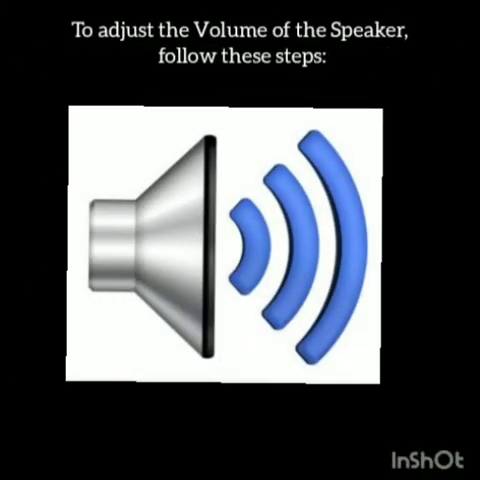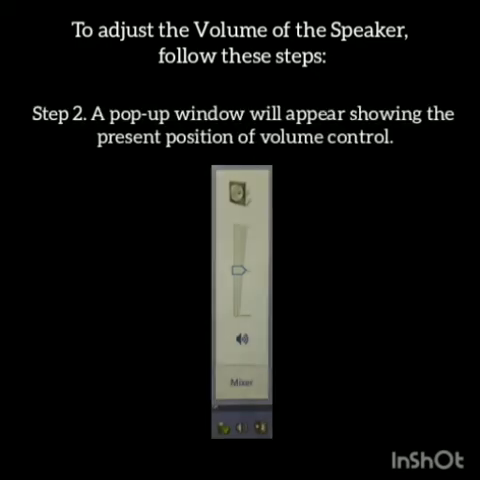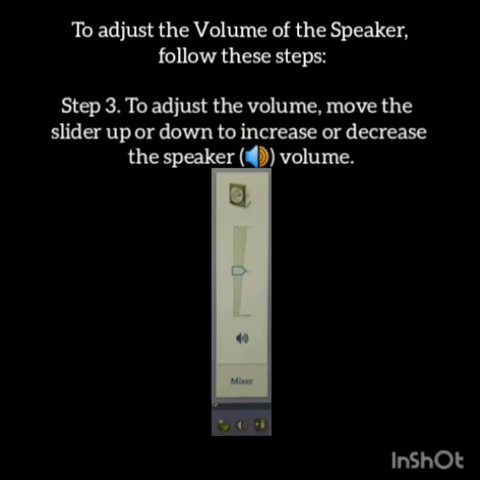Now children, to adjust the volume of the speaker, you have to follow these steps. Step number 1, click the speakers button on the taskbar. Here it is. Step number 2, a pop-up window will appear showing the present position of the volume control. See children, this is the pop-up window. Now if you want to make any adjustment, you have to move the slider up and down. So step number 3 is to adjust volume: move the slider up or down to increase or decrease the speaker's volume.